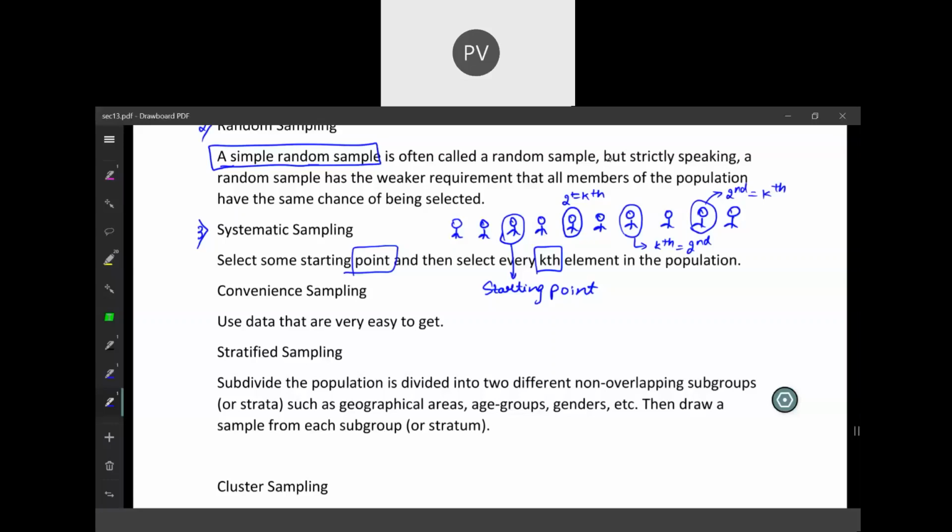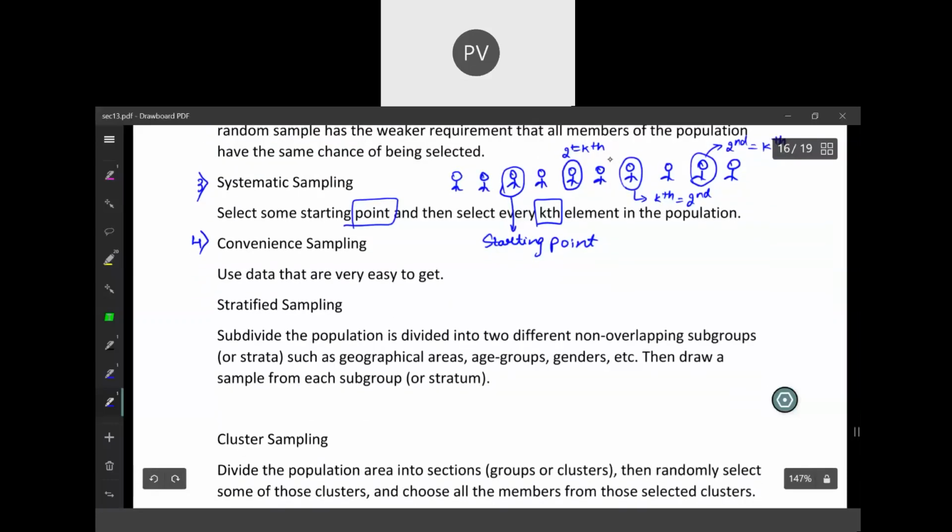Okay. Now, fourth type is convenience sampling. It is nothing but you will be selecting a sample which is very easy to get. Okay. So that is called convenience sampling.